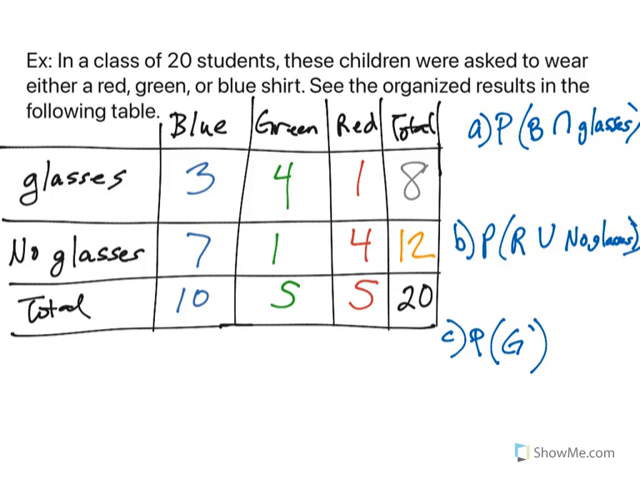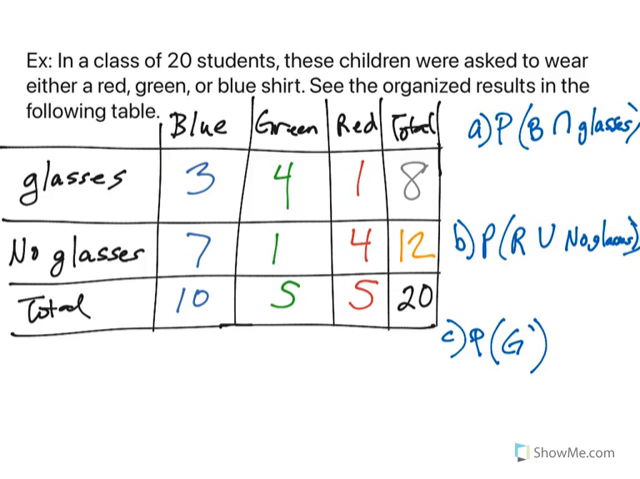All right, let's do one more example. In a class of 20 students, these children were asked to wear either a red, green, or blue shirt. See the organized results in the following table. So you'll notice across the top, we have our blue, green, and red shirts. And then across the left side, we divvied up these students into 2 groups, those that are wearing glasses and those that are not wearing glasses. So you can see we have this table noted. Okay, so now we're going to do 3 probabilities given a table. So kind of a different way to look at it.